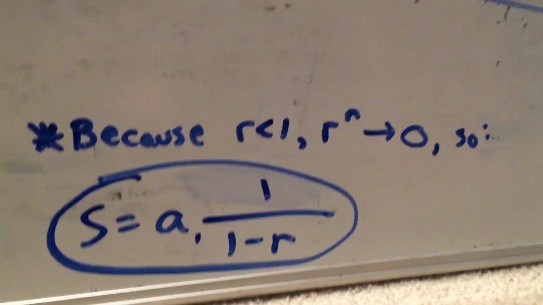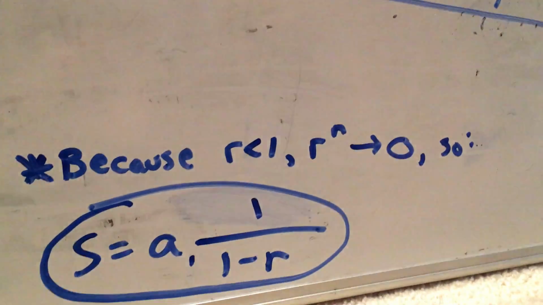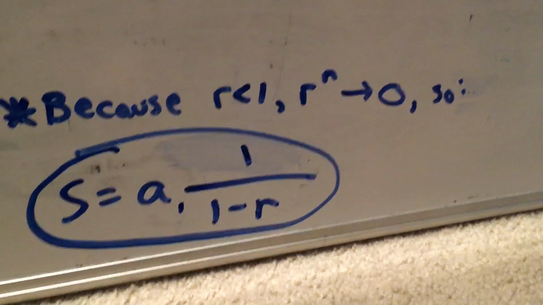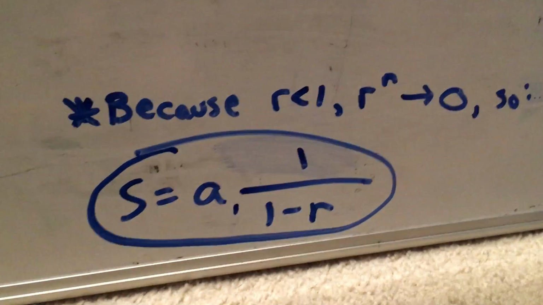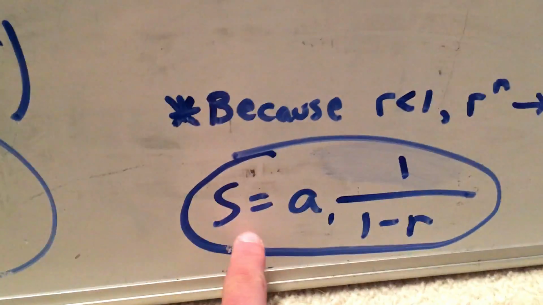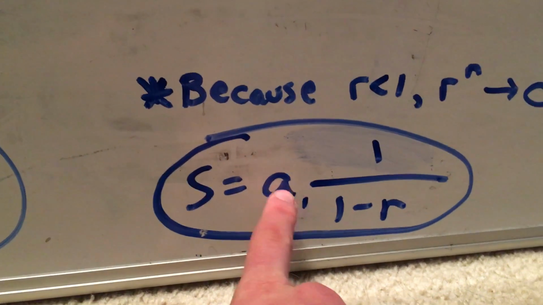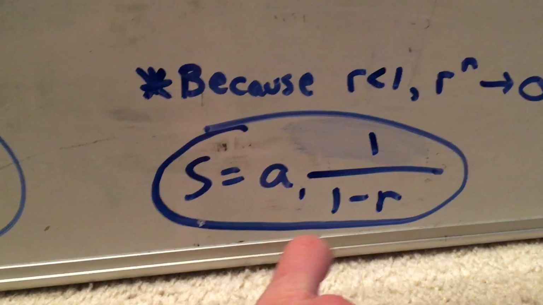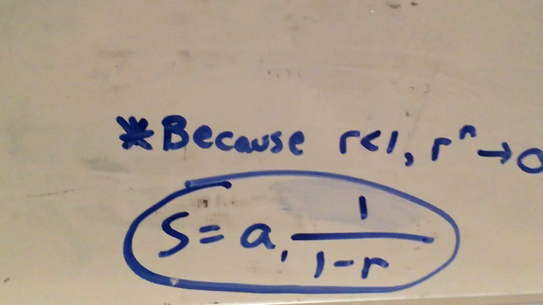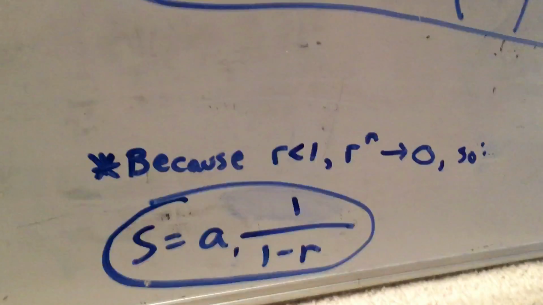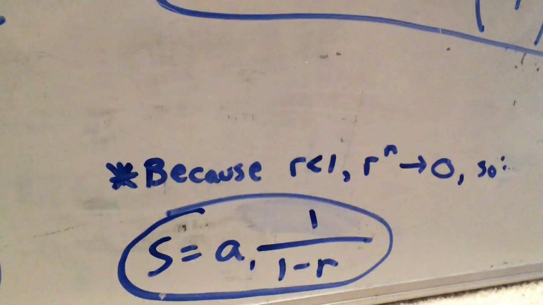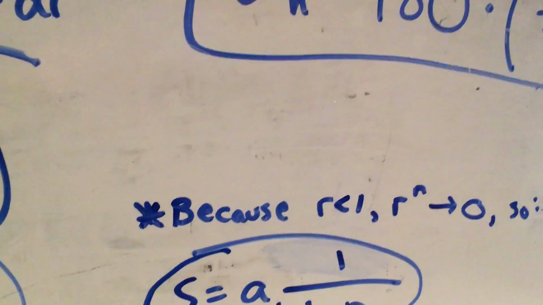But because our r value is less than 1, r to the power of n will get really close to 0. So in theory, if it goes on infinitely, it will equal 0, correct? So s equals the starting value times 1 over 1 minus r, right? Because if you think about it, if we have a decimal and we keep multiplying by that decimal, what happens to the number? It gets really small, right?